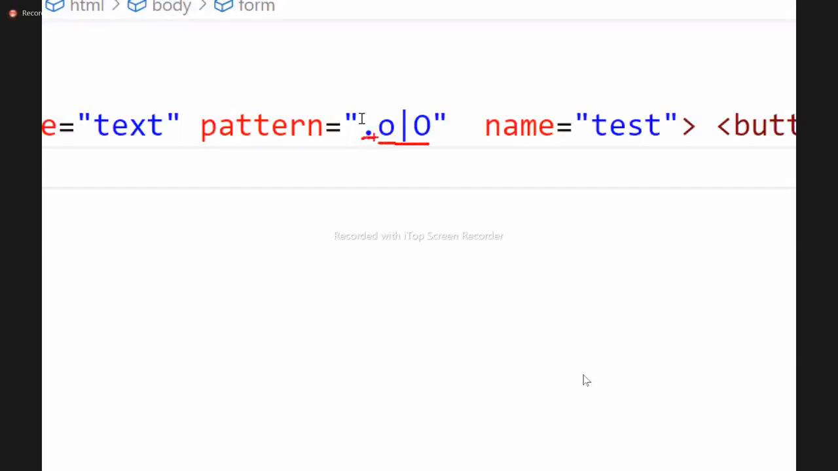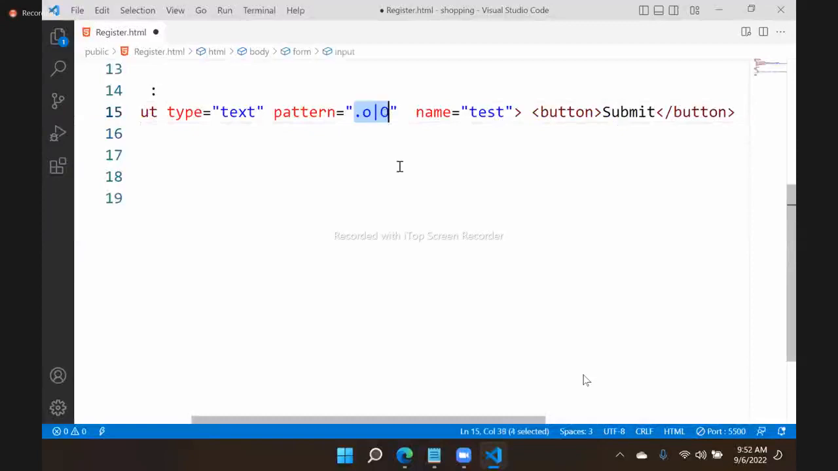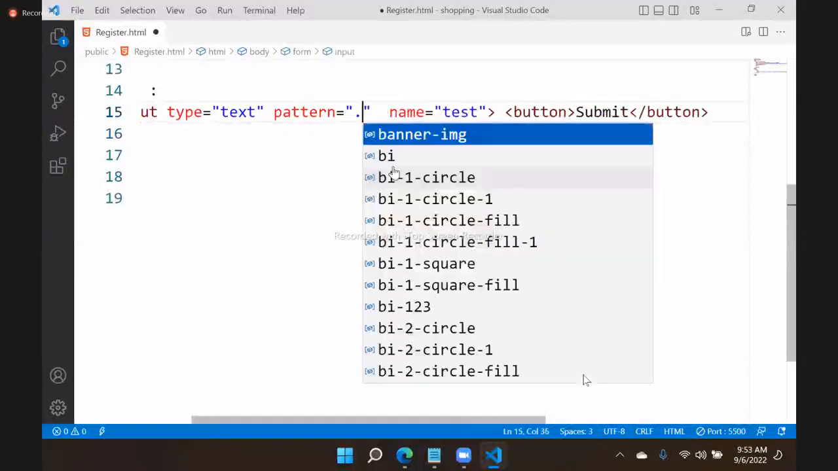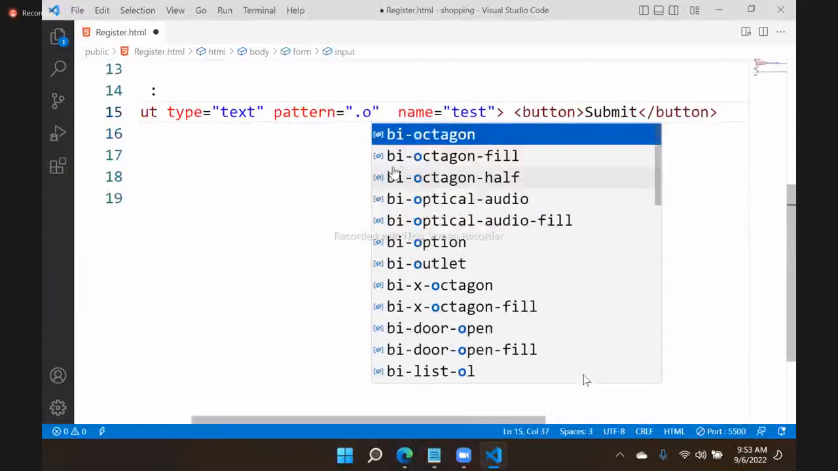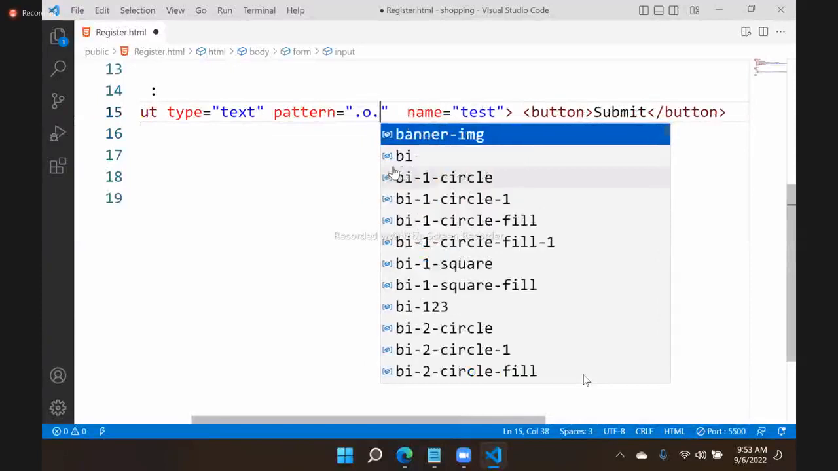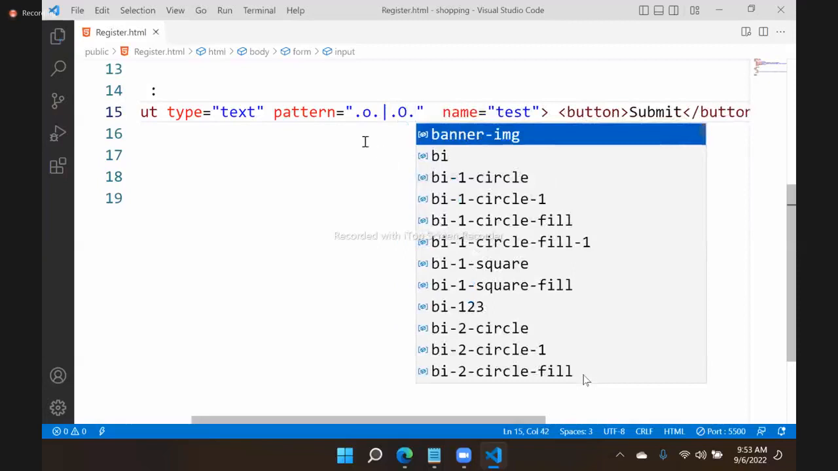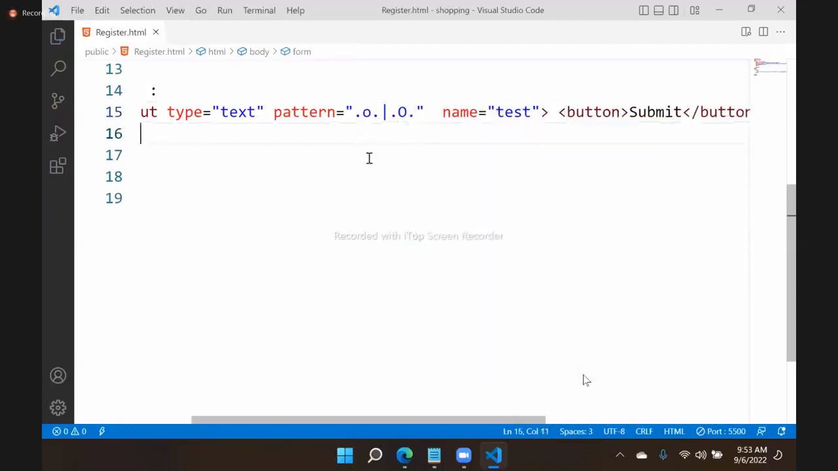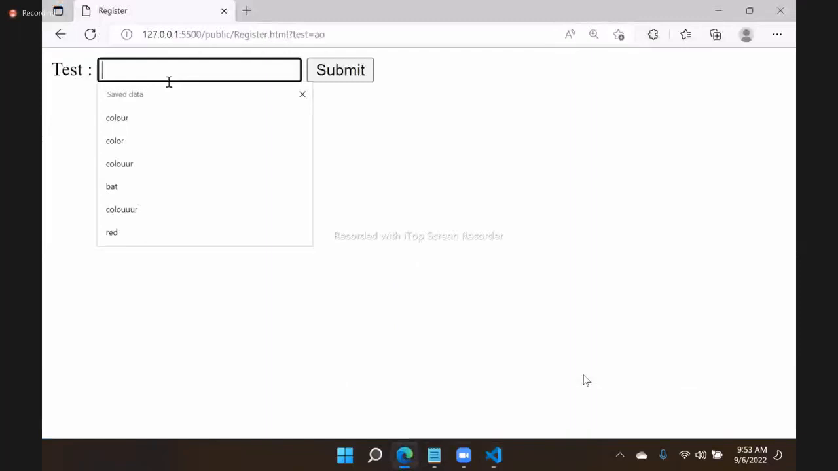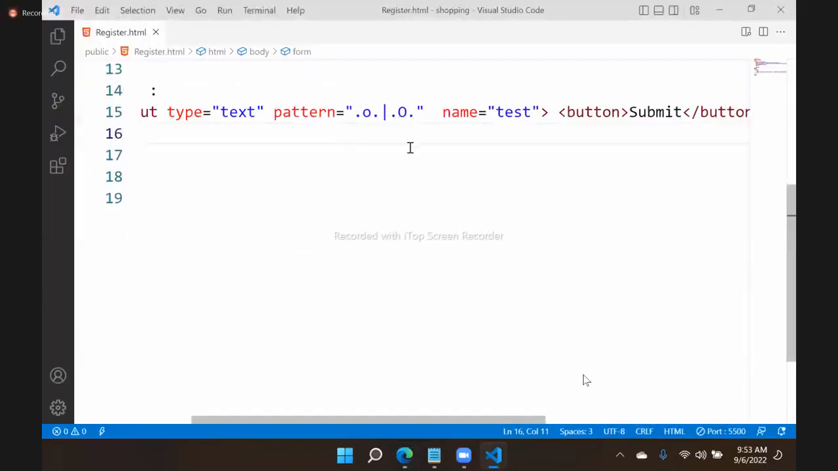Then what do you have to do? You have to use a combination like this. Suppose I am writing it now: dot O and dot. After that, pipe symbol, again dot O dot. These are two combinations we are defining. Suppose now I am using cow in uppercase, it is allowed. I am using cow in lowercase, that is also allowed. That means uppercase or lowercase.